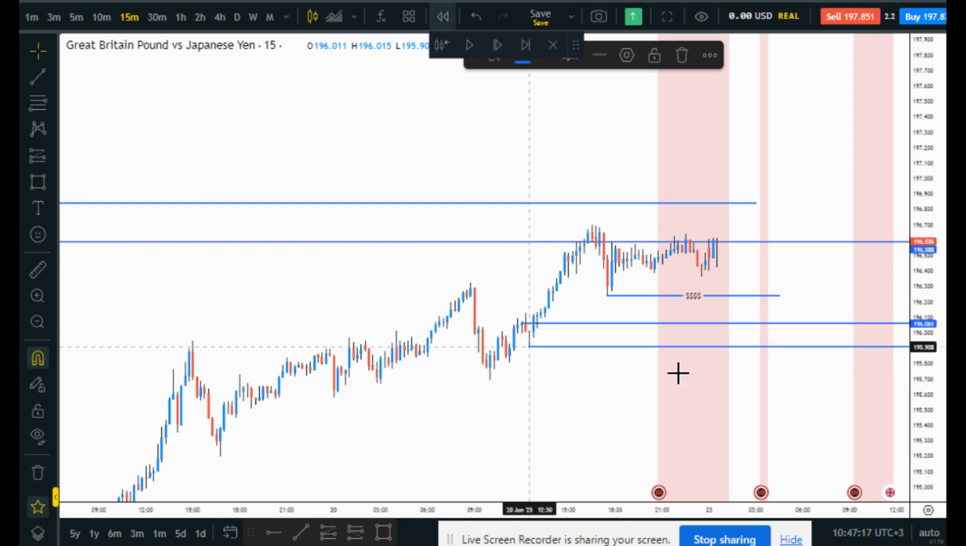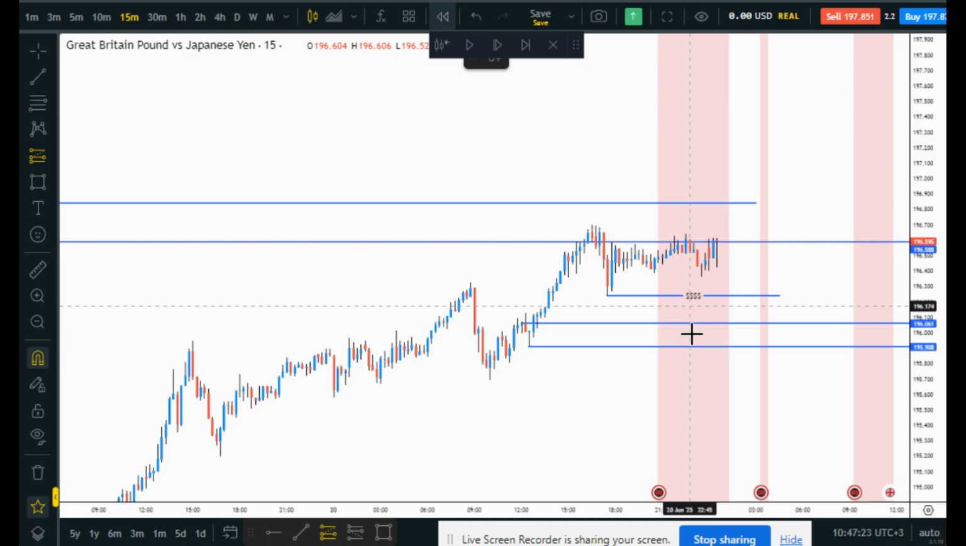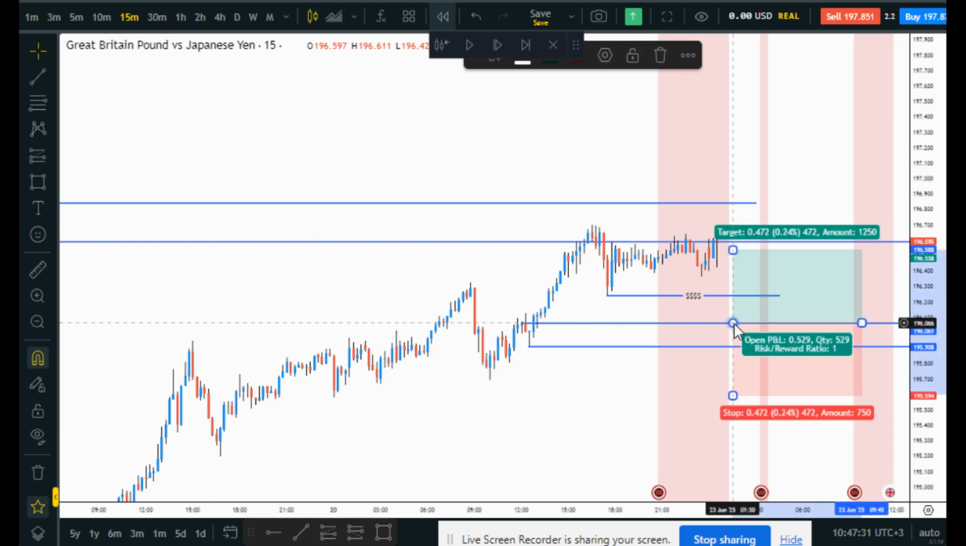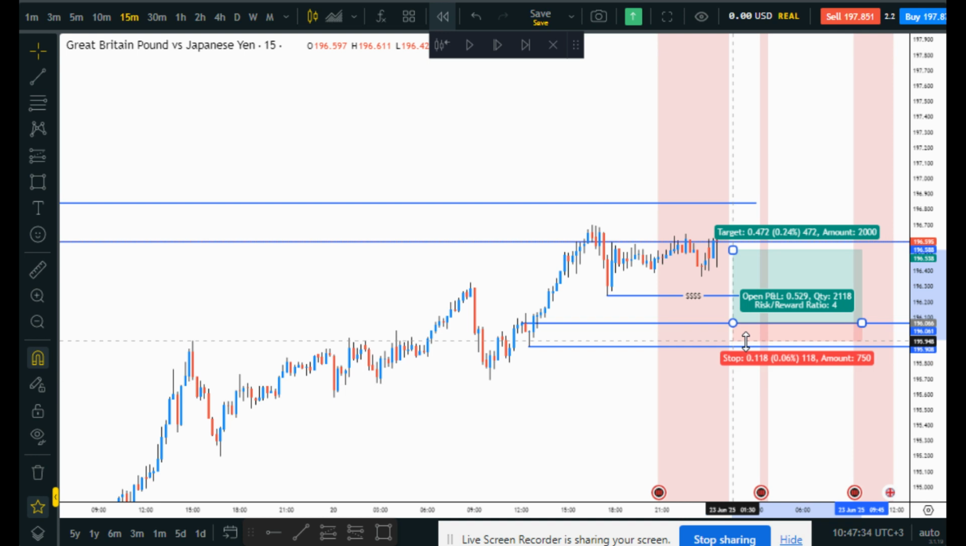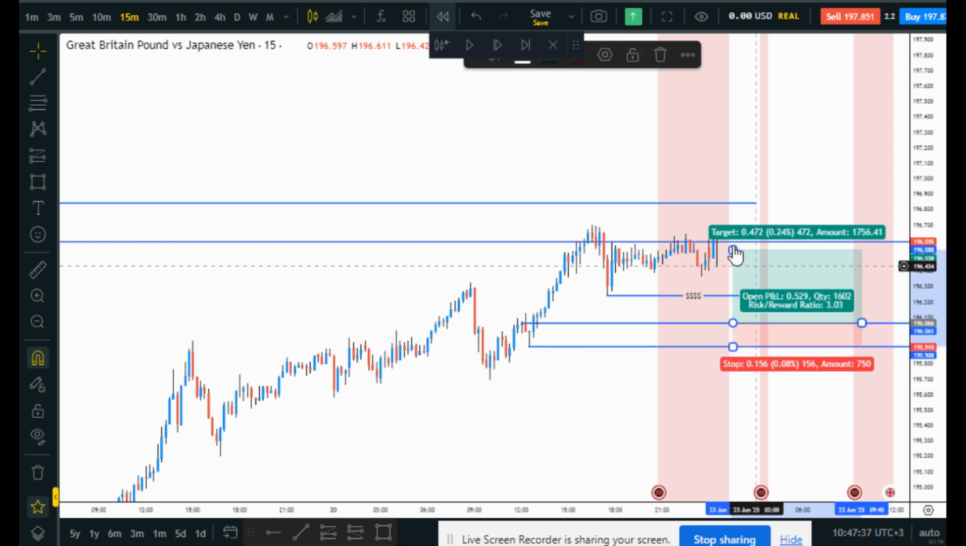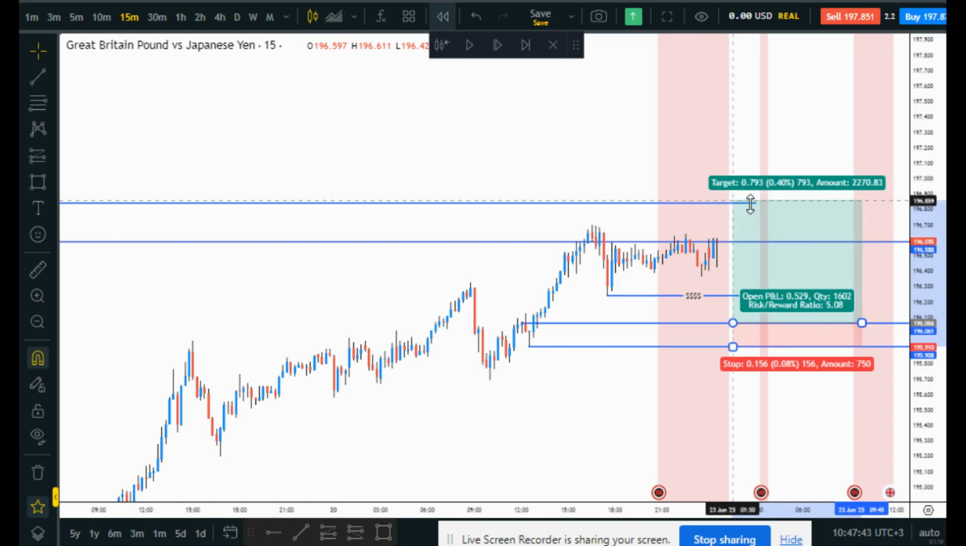So I have to take my entry and put it over here. My stop loss was not many pips, I think it was 15 pips. And the take profit should be this high over here. It was about 79 pips. It was not bad, just a good entry.